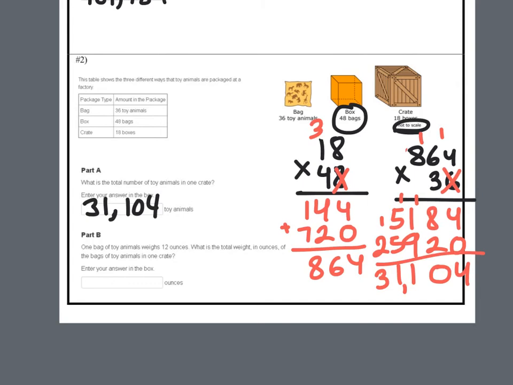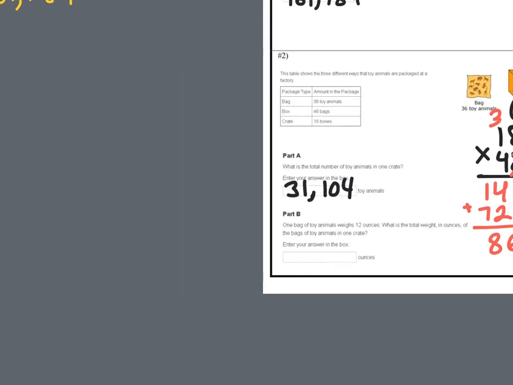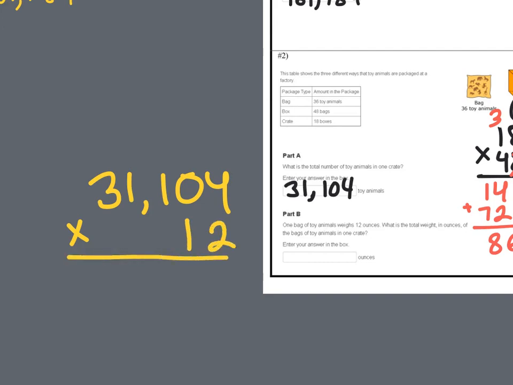Now for part B, it says one bag of toy animals weighs 12 ounces. What is the total weight in ounces of the bags of toy animals in one crate? So pretty much we know there's going to be 31,104 toys in one crate. Now each one weighs 12 ounces. So to figure out the total weight, we just multiply all of them by 12.